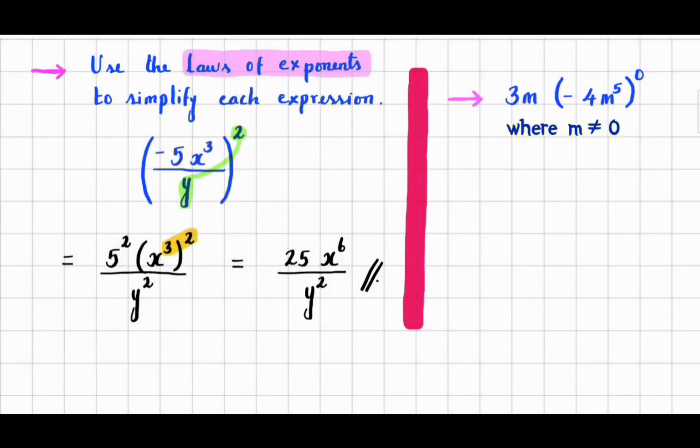Now let's simplify this one: 3m times negative 4m to the power 5, the whole power 0. We know that any non-zero number to the power 0 is 1. So this non-zero quantity to the power 0 is 1. So we have 3m times 1, which is just 3m.